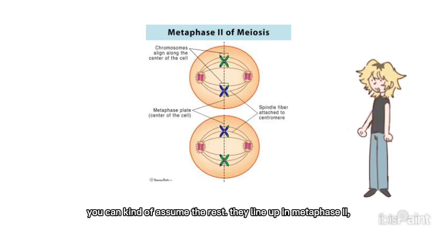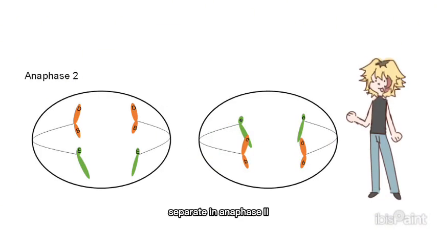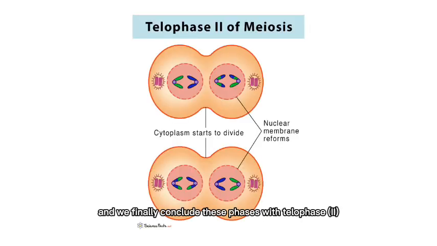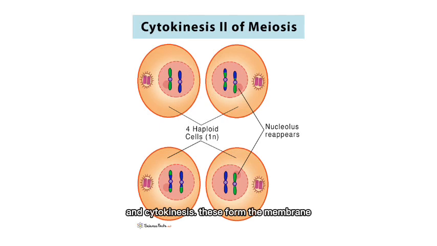In prophase 2, almost the exact same process occurs. The chromosomes condense again. You can kind of assume the rest. They line up in metaphase 2, separate in anaphase 2, and finally we conclude these phases with telophase and cytokinesis. These form the membrane, split the 2 cells in telophase, and now in cytokinesis we have 4 haploids, your full set.